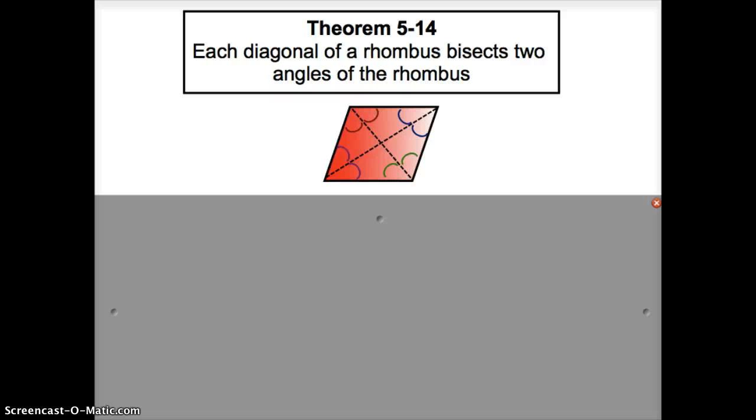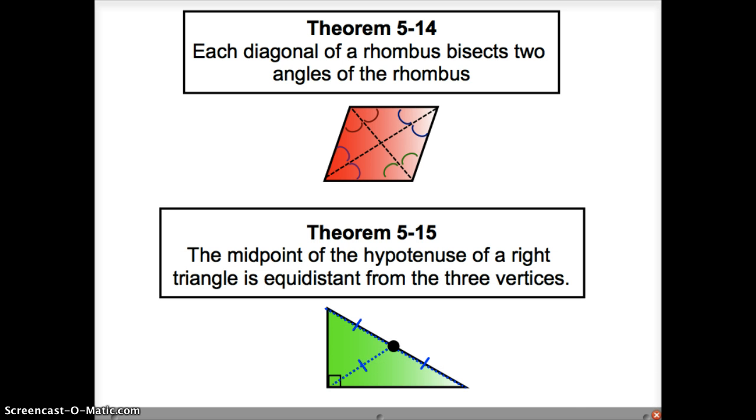The diagonals of a rhombus also bisect the angles in which they intersect. So for instance, these angles are congruent, and so on. The midpoint of the hypotenuse of a right triangle is equidistant from the three vertices. You could see how if we cut a rectangle or a square in half, we could also determine that the segments from the right angle are also congruent to where it bisects on the other segment.